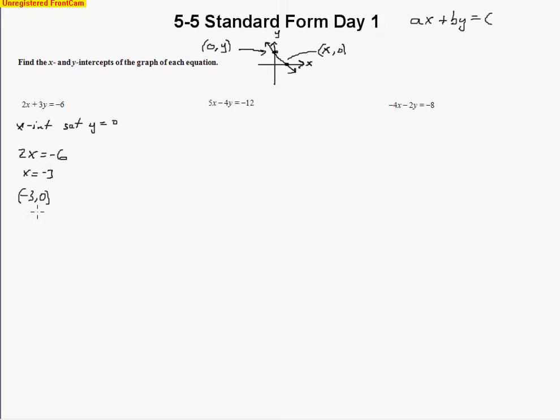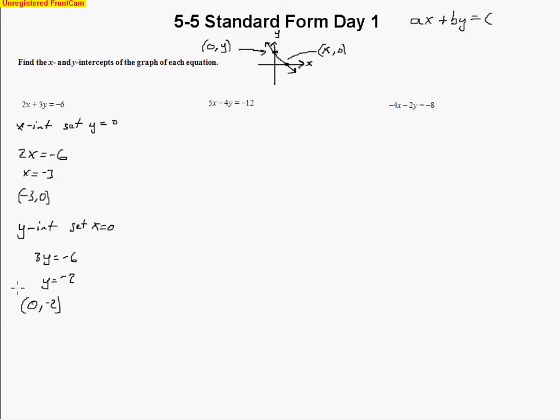For the y-intercept, we're going to set x equal to 0. Because again, notice how the y-intercept is on the y-axis. You don't go left or right. So when you do that, the x term cancels out, and we're just left with 3y equals negative 6. So then we have y equals negative 2. And so that would be our point, 0 comma negative 2.